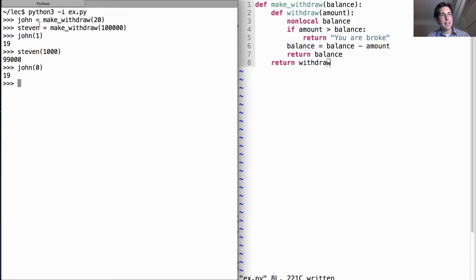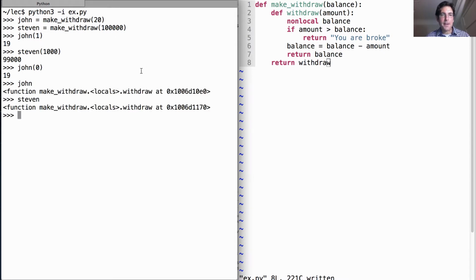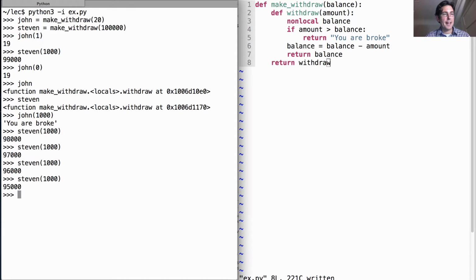Instead, each of these two functions, John and Steven, is a different function. We can tell that because it has a different number here. And they're different because they have different environments. So the non-local frame for John has balance bound to 19. And so when John tries to withdraw $1,000, he is broke. But Steven can withdraw $1,000 many times over and be just fine, because the different environments keep these two things separate.